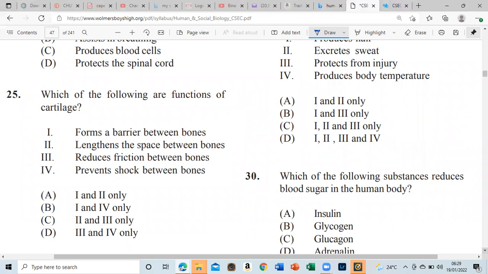Which of the following are functions of the cartilage? Is it 1, forms a barrier between the bones, 2, lengthens and spaces between bones, 3, reduces friction between bones, 4, prevents shock between bones? And number 25 is D. 3 and 4, reduces friction between bones and it prevents shock between the bones.